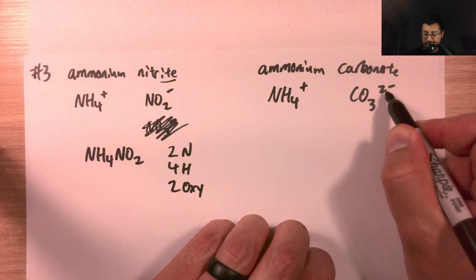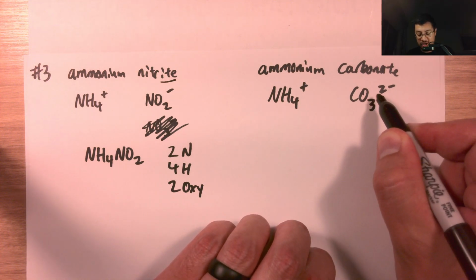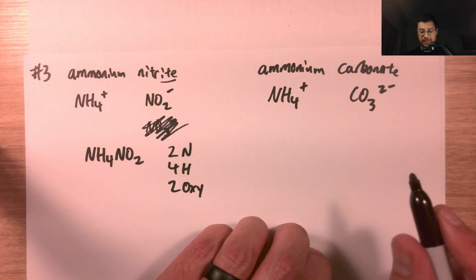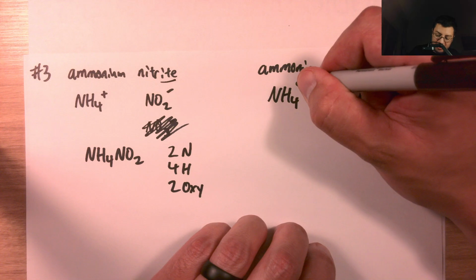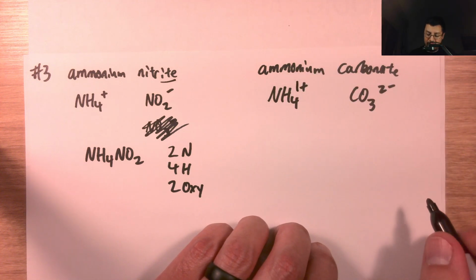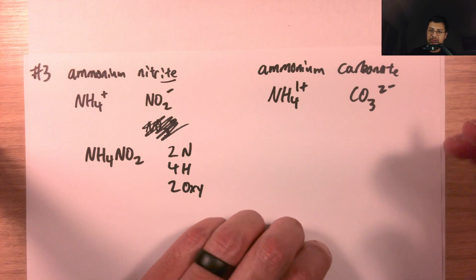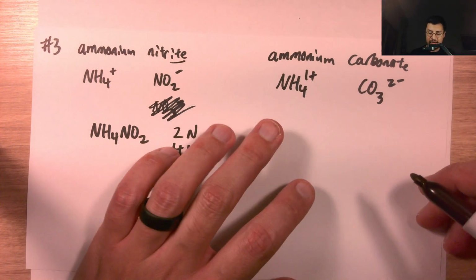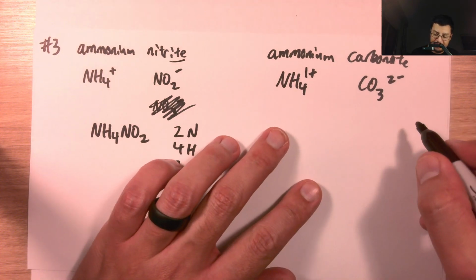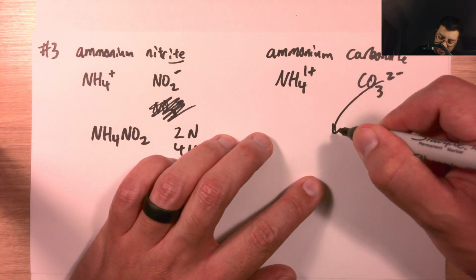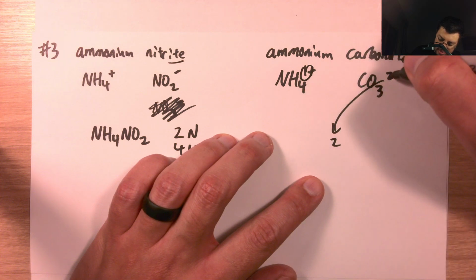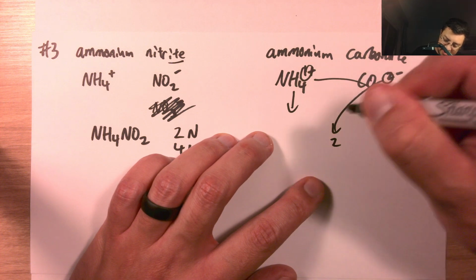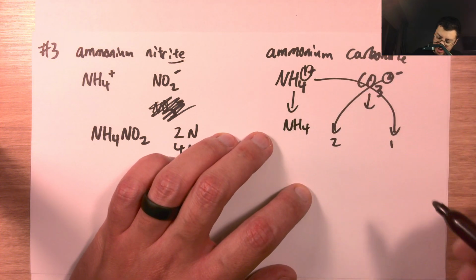Since carbonate has a 2- charge, we will need 2 ammoniums to charge balance the carbonate. If you like doing something like the crossover method, we can do that. Just make sure if there's a common multiple in the final answer, you remove all those common multiples. We're not going to have something like that here. So the 2 will go there, and then the 1 will go there. And then you just drop the ion, so NH4.